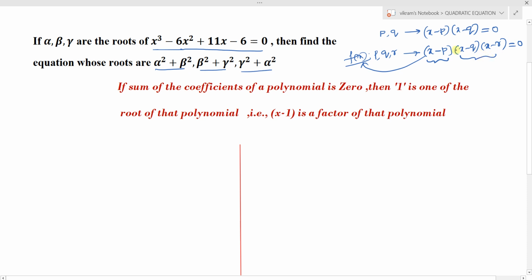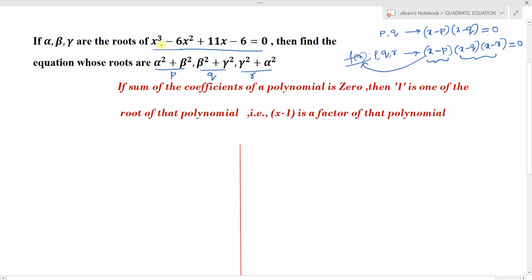Now here he is asking for alpha square plus beta square as one root, beta square plus gamma square as another root, and gamma square plus alpha square as another root. Let's consider these as roots p, q, and r. Now, we have to find x minus p into x minus q into x minus r equal to 0.